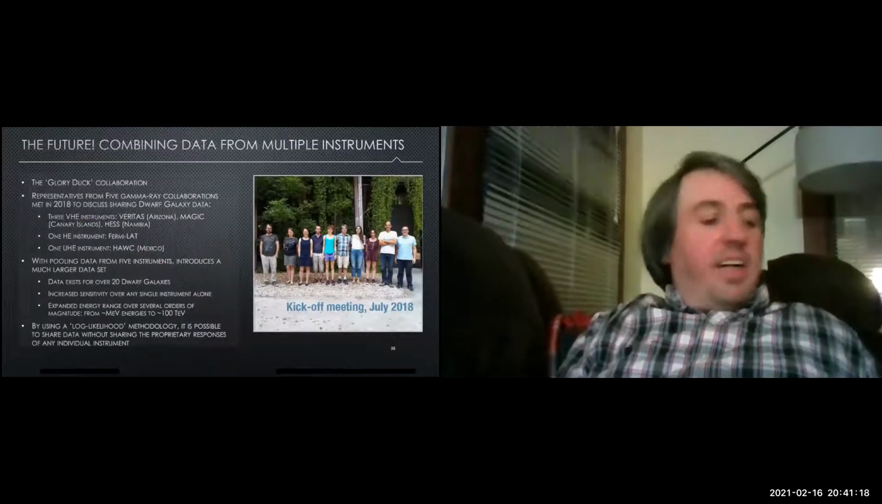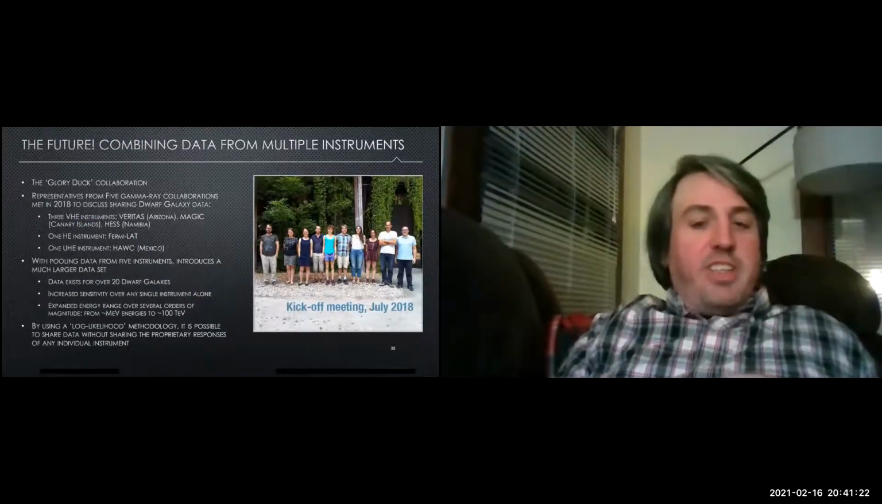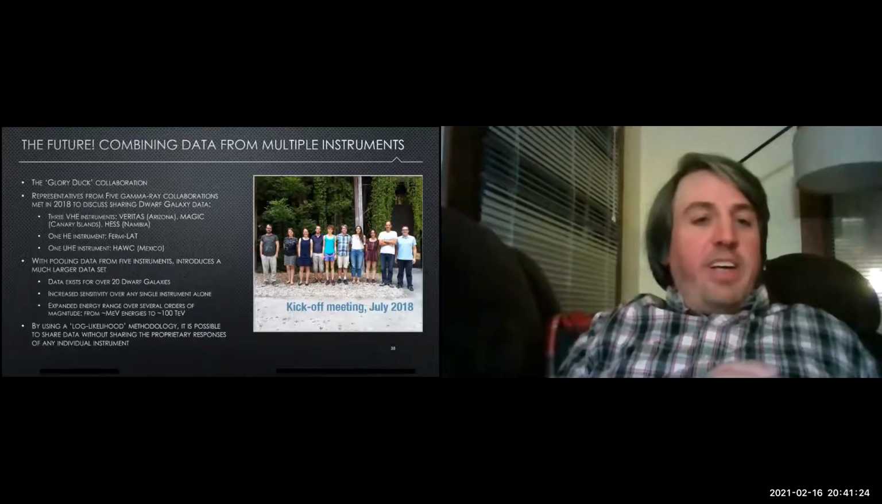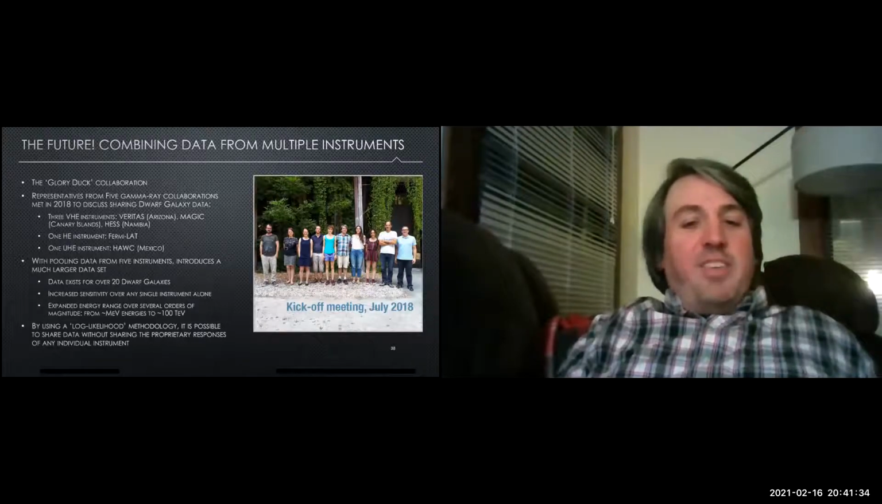So I just want to talk, in conclusion, before concluding here, just a little bit about the future of the field, where things are going. A few years ago, before I left the field, we formed the Gamma Ray Collaboration. The collaboration is representatives of the major gamma ray telescopes.